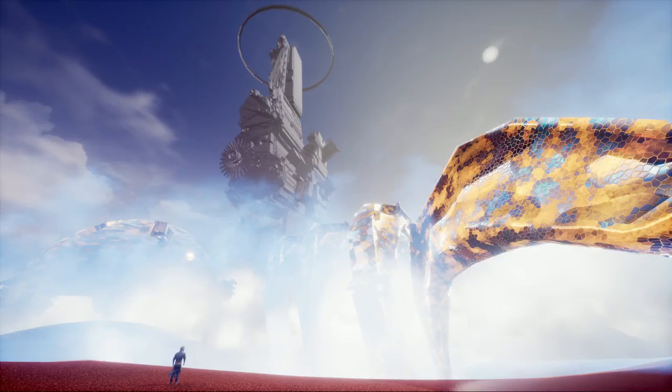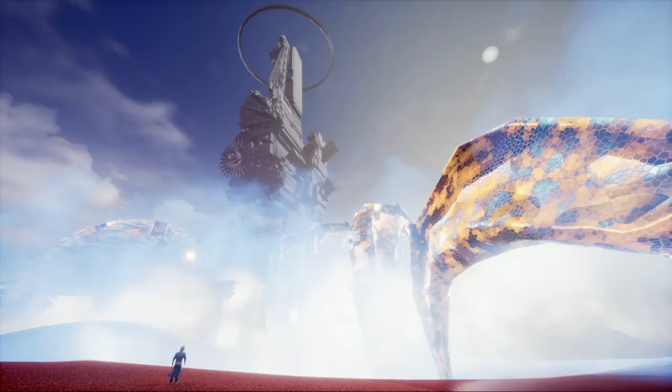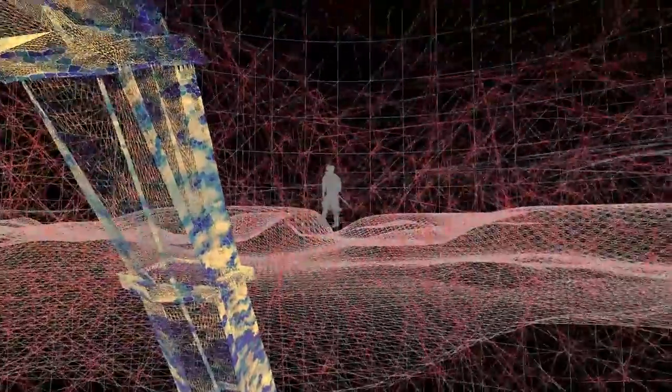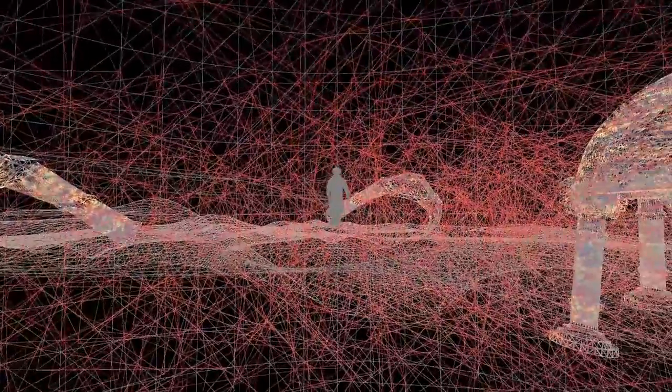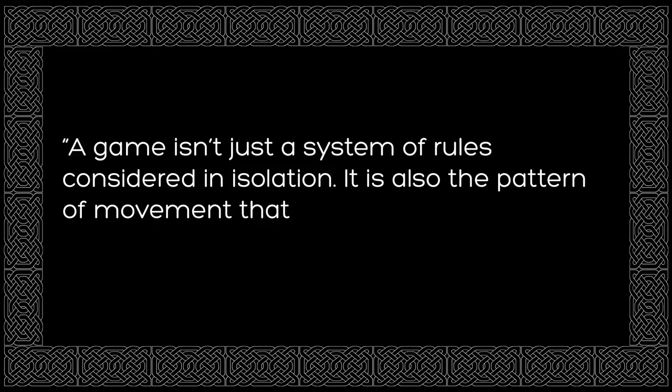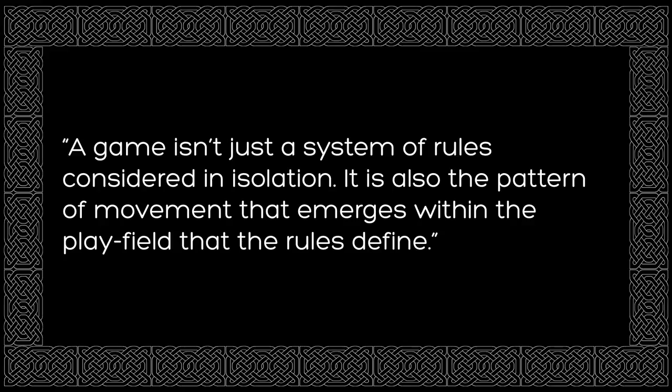The player exists within a game as a collection of numbers, a set of values to abstract away their existence within this virtual world. Once you strip away the lighting, the colors, the models, the game can be seen for what its designers have crafted it to be, a system of rules where each element exists in order to structure the experience of the player in some way. Upton contends, however, that a game is more than the intent of its creators. He goes on to write, "A game isn't just a system of rules considered in isolation. It is also the pattern of movement that emerges within the playfield that the rules define."